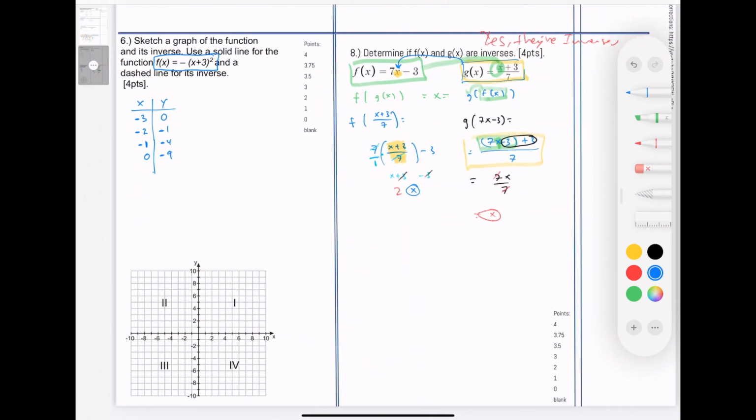So if I graph that, left 3, stay. Left 2, down 1. Left 1, down 4. And then 0, negative 9. It appears that this graph is symmetrical about this line. We actually learned about this last semester, where this is the vertex form. So this would be 0, and the opposite of that would be negative 3, 0 is the center.